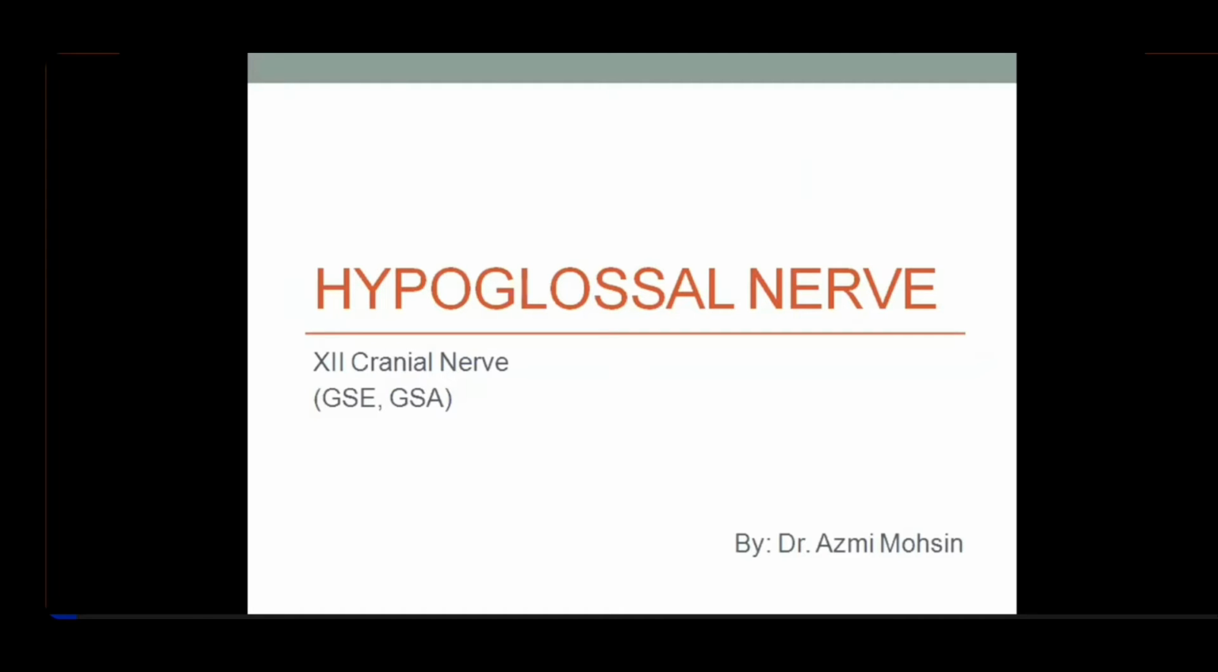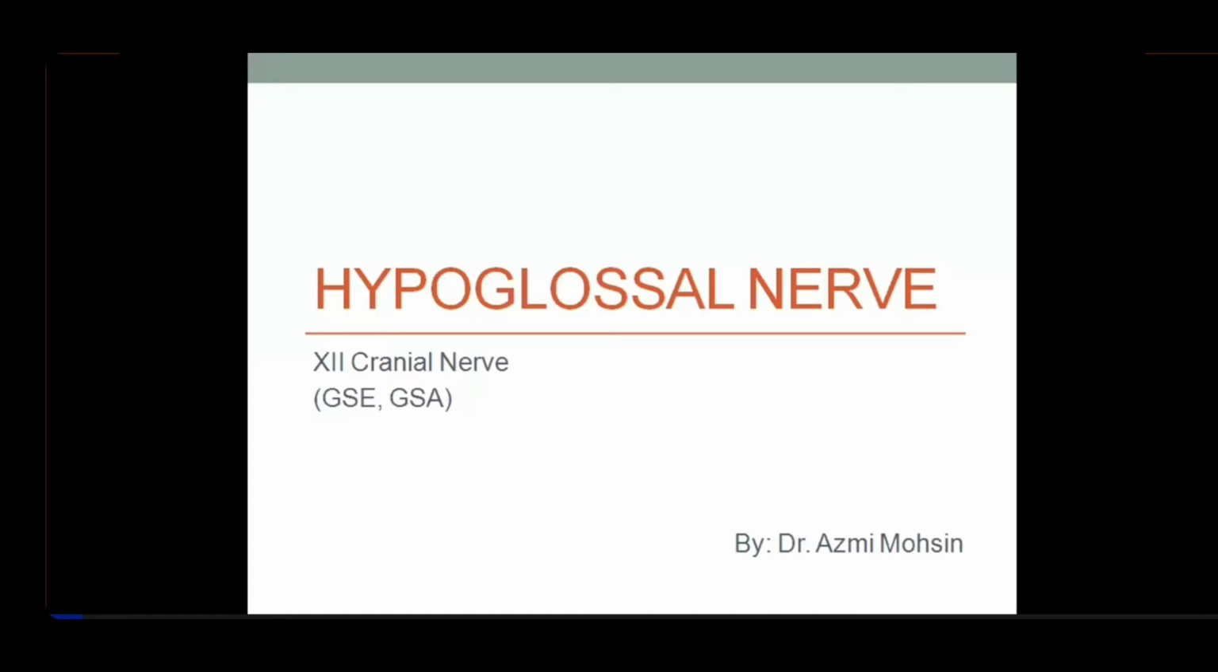The hypoglossal nerve is the 12th cranial nerve. You know it very well. The hypoglossal nerve is said to be a pure motor nerve, meaning it innervates the skeletal muscles of the tongue. And the name hypoglossal means which runs below the tongue.